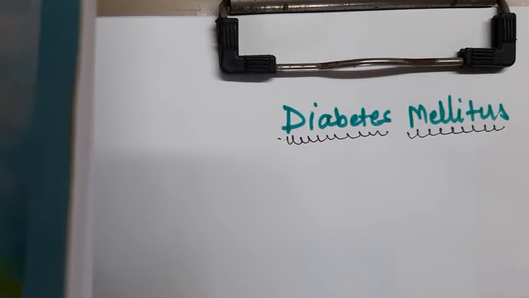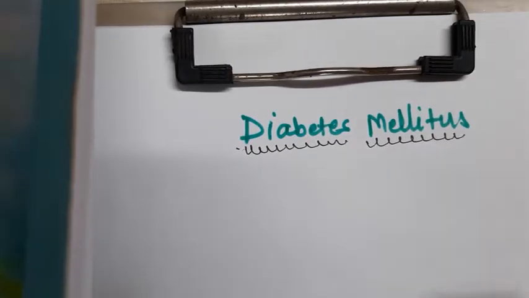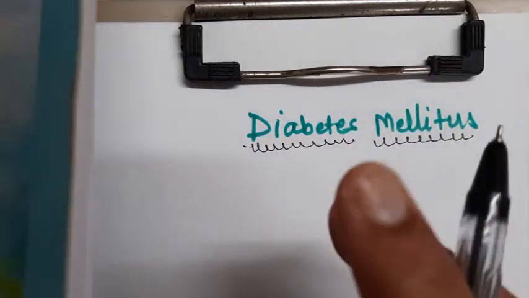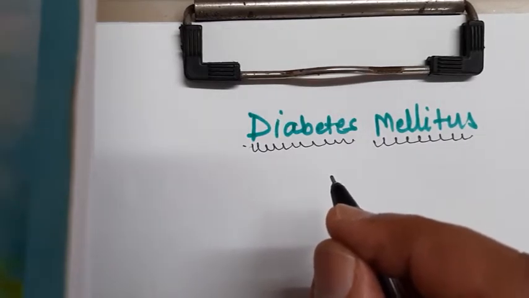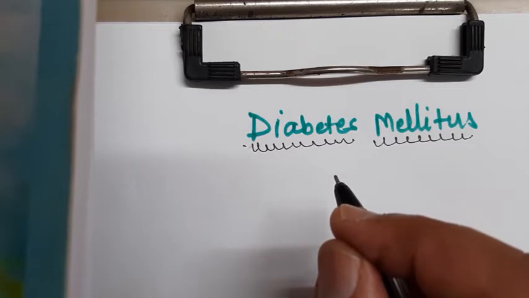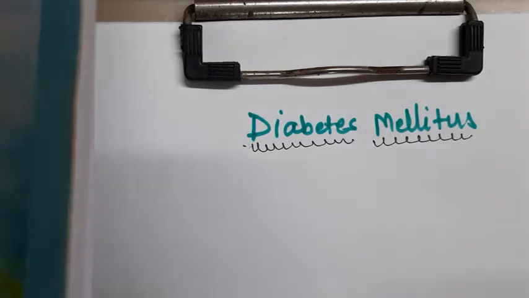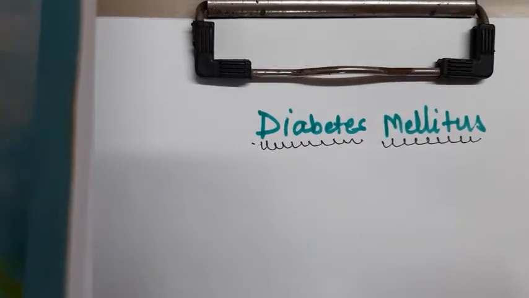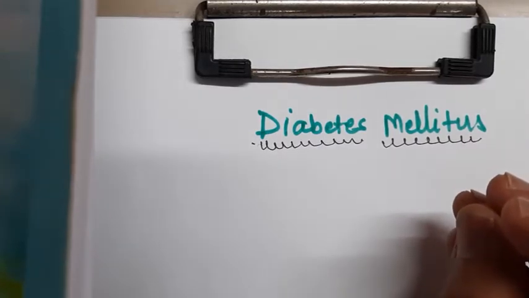Then one thing I forgot to tell you regarding diabetes mellitus in dogs and cats. One important thing is that in dogs, type 1 diabetes mellitus is very common, and the cause of this type 1 diabetes mellitus in dogs is autoimmune disorders. While in cats, type 2 diabetes mellitus is very common, and the clinical signs and causes of type 2 diabetes mellitus in cats are similar to those of human beings.